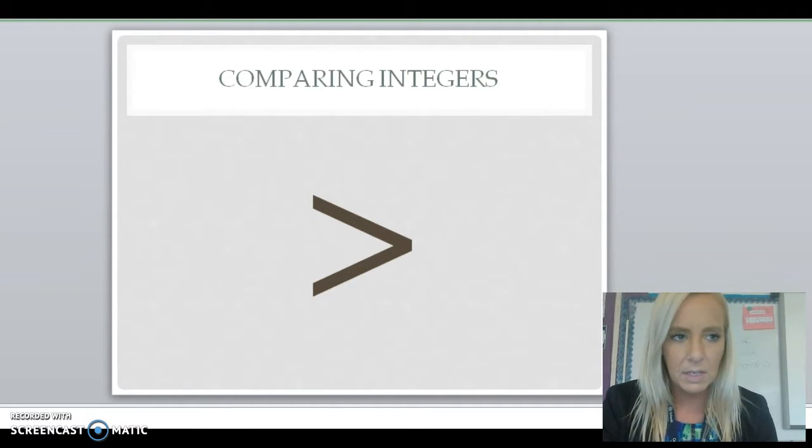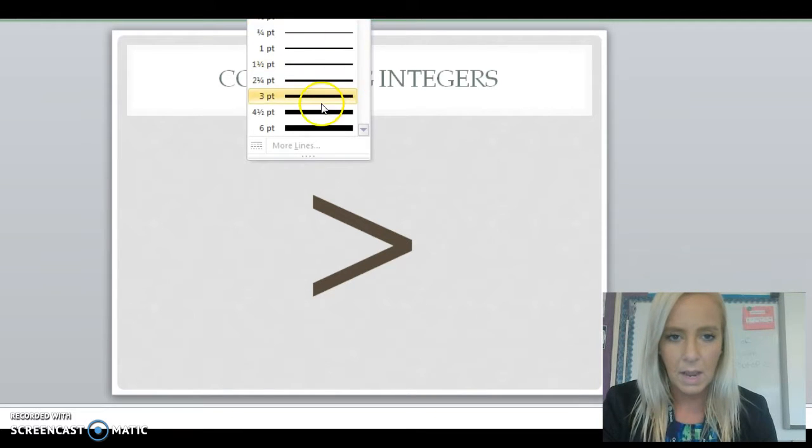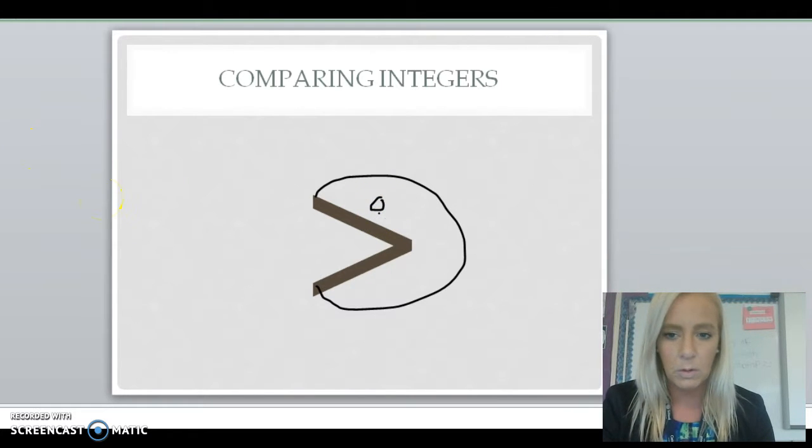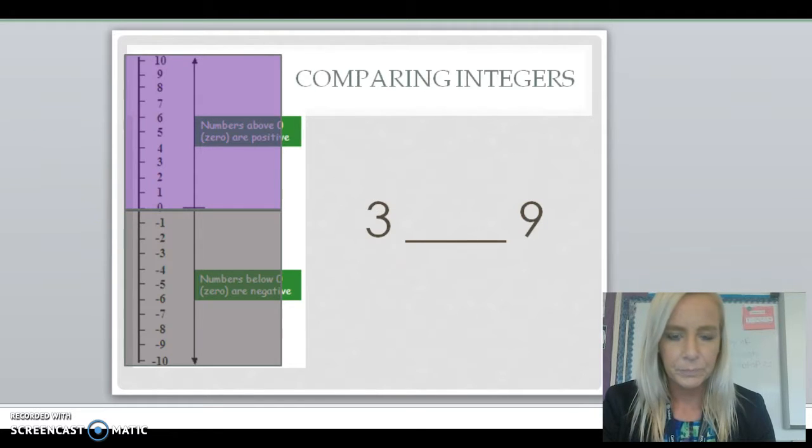Sometimes kids like to think of it as the Pac-Man is eating the bigger number. Again, we are in middle school, so I kind of want to move on from that, but Pac-Man is actually kind of cool.